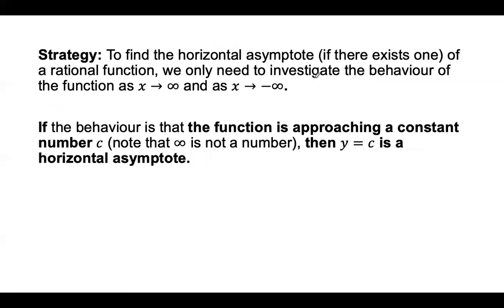So the strategy to find a horizontal asymptote, if there exists one, of a rational function is that we only need to investigate the behavior of the function as x approaches infinity and x approaches negative infinity. If the behavior of that function is approaching a constant number, let's say c, note that infinity is not a number, then y equals c is a horizontal asymptote. So if it's a specific number, a constant, then that's the horizontal asymptote.